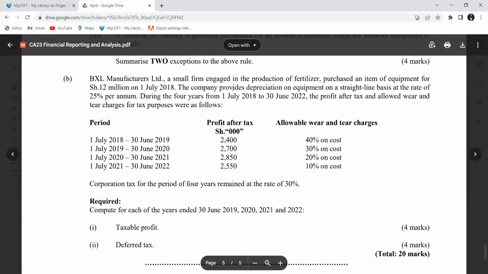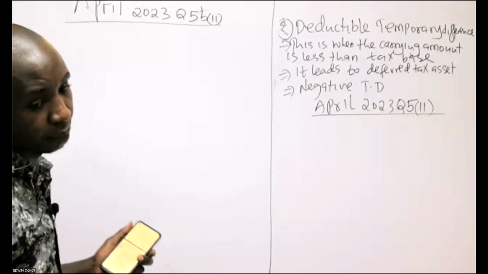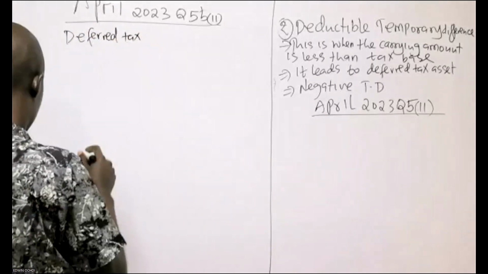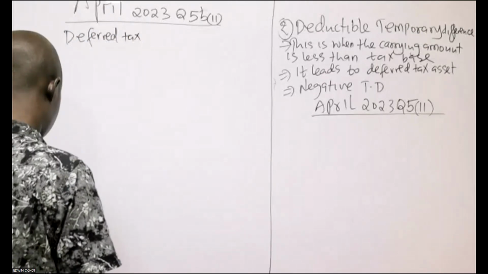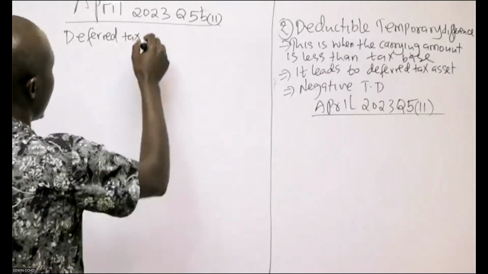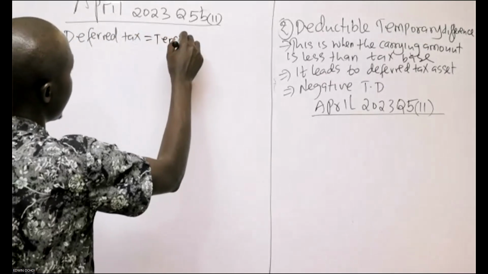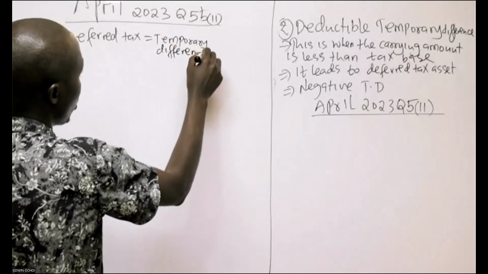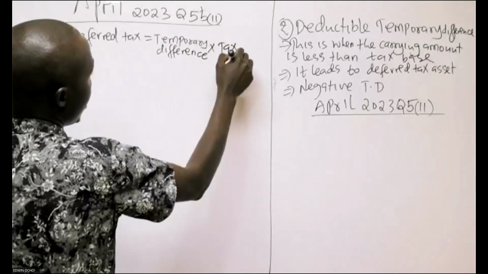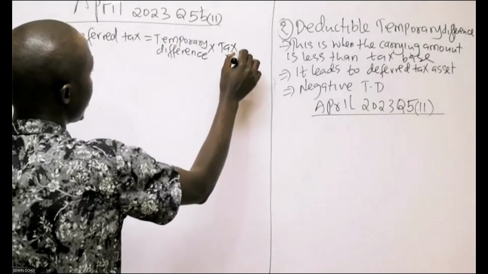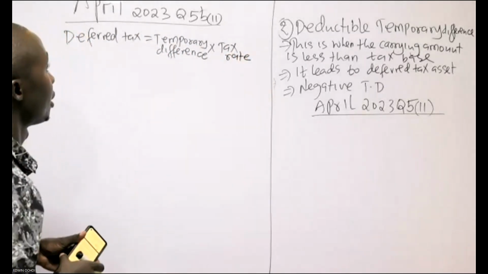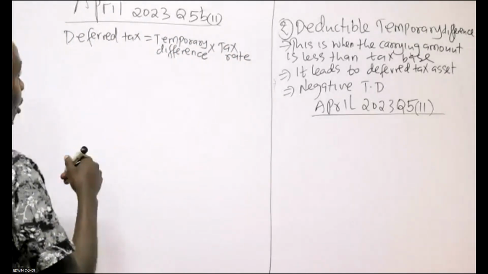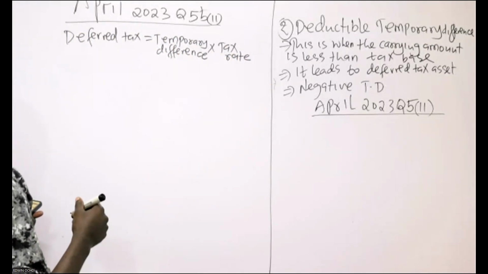So looking at the second part, the deferred tax. How do you compute this? Using temporal difference. The method recommended by IAS 12 for computing deferred tax is the balance sheet liability method, which says that deferred tax is temporal differences times tax rate. And you know how to compute temporal difference. I don't want to repeat myself from time to time.